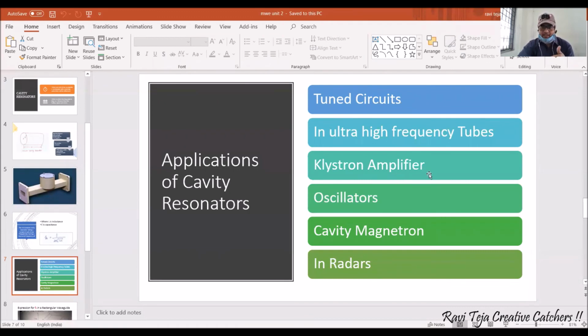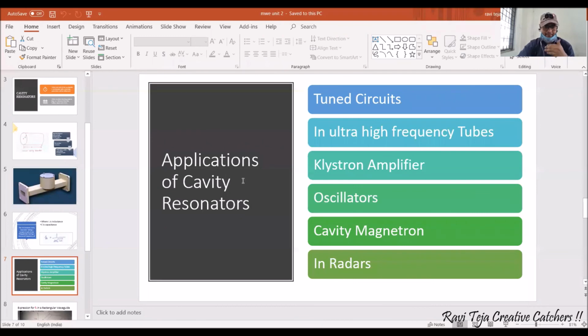As the units go further, you will be learning about the klystron amplifier as well as cavity magnetrons, all about them. This kind of cavity resonance concept is applicable in all these things whenever we need high frequencies. They are also used in high and ultra high frequency tubes, in tuned circuits, and in klystron amplifiers to generate microwave frequencies. Obviously, they are also used as oscillators to generate frequencies.